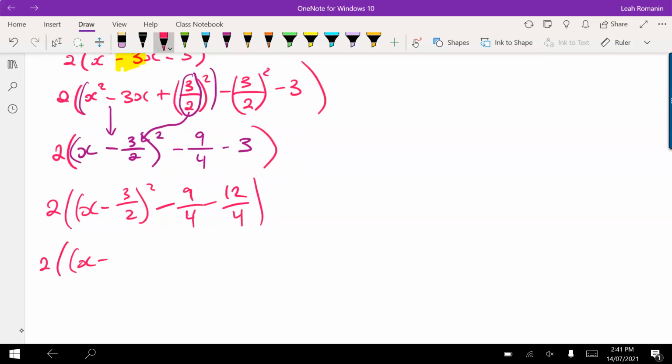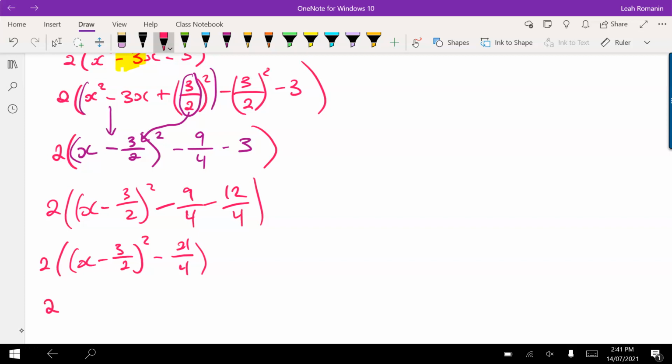So now I'm going to get 21 over 4 as my fraction. Now, you're not actually done here. You have one more step. That 2 doesn't stay on the outside. You need to multiply it back in.